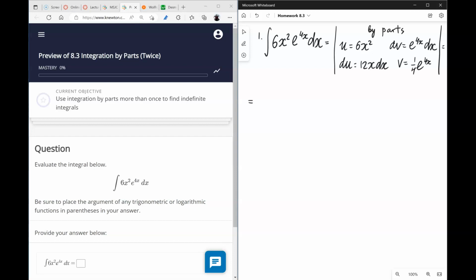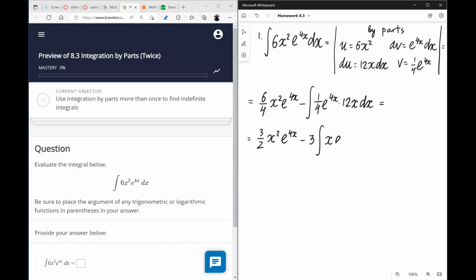It's a simple integration with substitution. And the result of this integration by parts is 6/4 x squared e to the 4x minus the integral of v du, so it's going to be 1/4 e to the 4x times 12x dx. And here you can see we can simplify it a little bit, so we have the following. I'm going to rearrange the integrand so we can see the pattern. The pattern suggests another integration by parts.